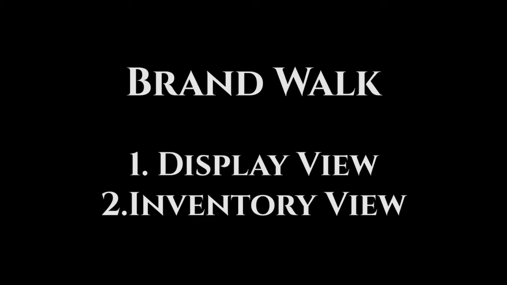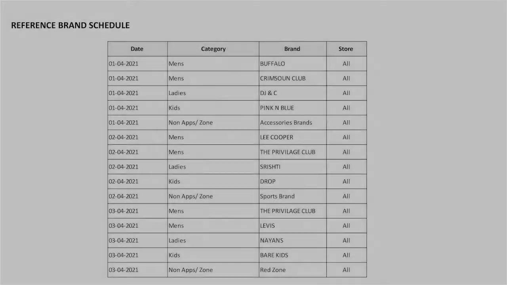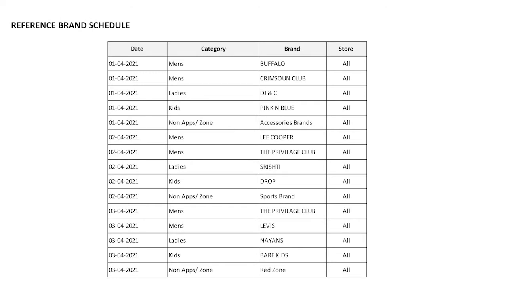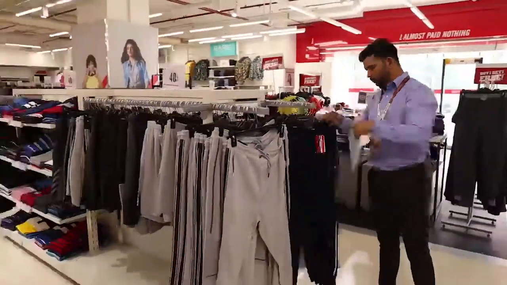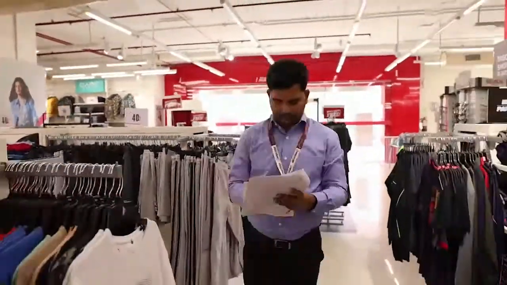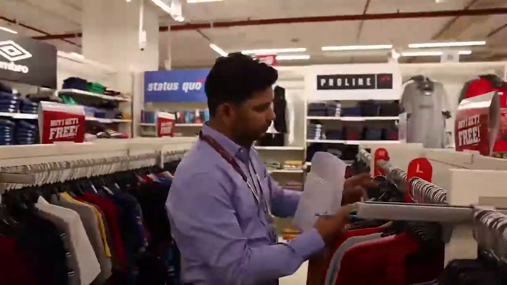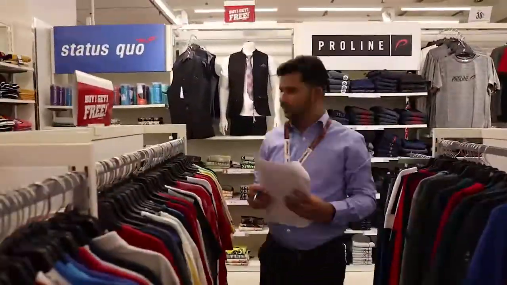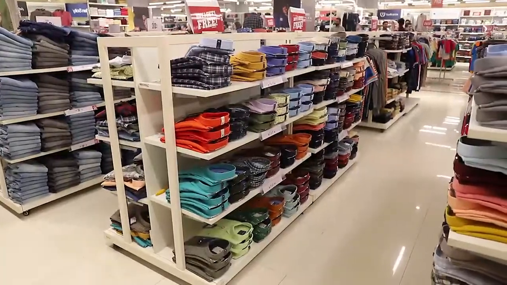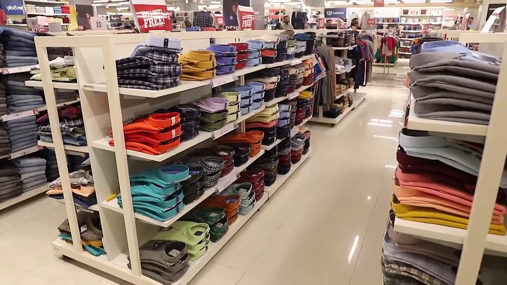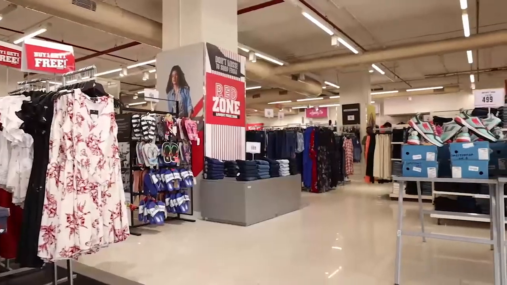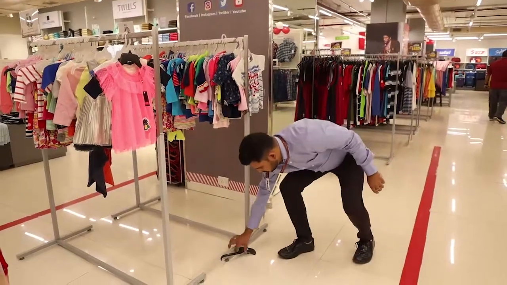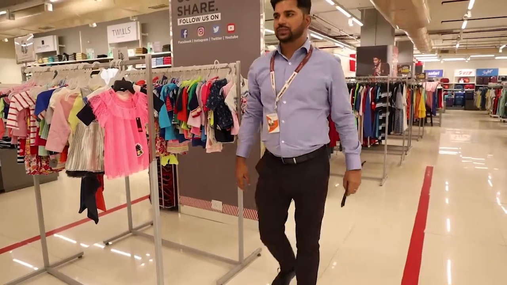Brand walk. Display view: SM to visit the brand scheduled on the day. SM to have an overall view of the brand against the fixture layout. Brand area or corner not to have any unwanted cartons, packing material, or broken or excess hangers lying on the floor.